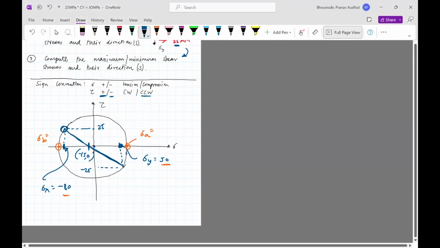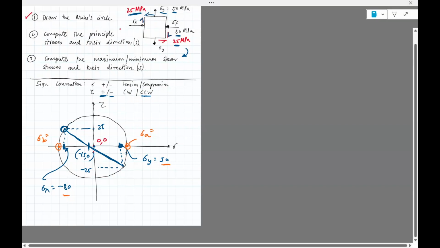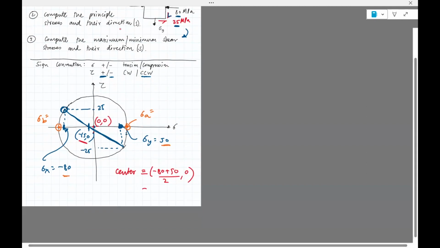And that point, this point is still 0, 0. It's just where the sigma and tau, where the origin is. Okay, but the center is this. So here the formula is minus 80 plus 50 divided by 2 comma 0. So that is minus 15 comma 0, and that's pretty much what I wrote here.